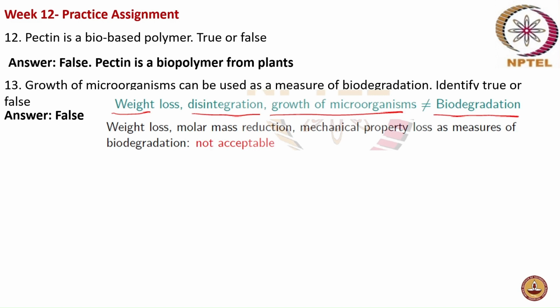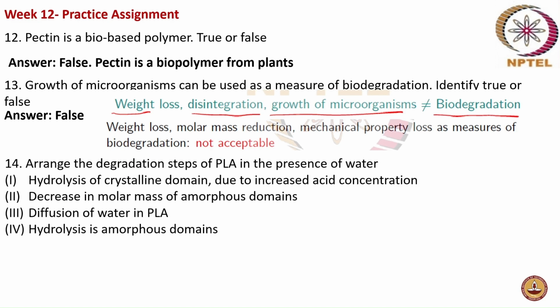Okay, now the next question. Arrange the degradation steps of polylactic acid in the presence of water. So polylactic acid degrades in the presence of water. What are the steps involved? What is the sequence of steps that happens? There are 4 steps given. We have to arrange these steps in the order.